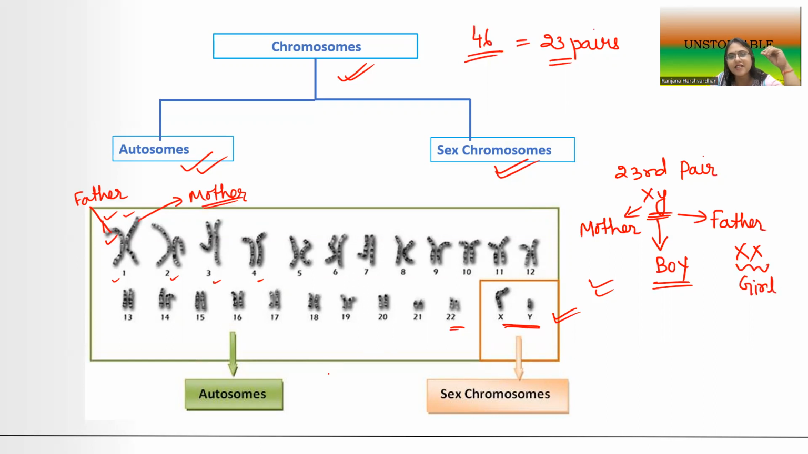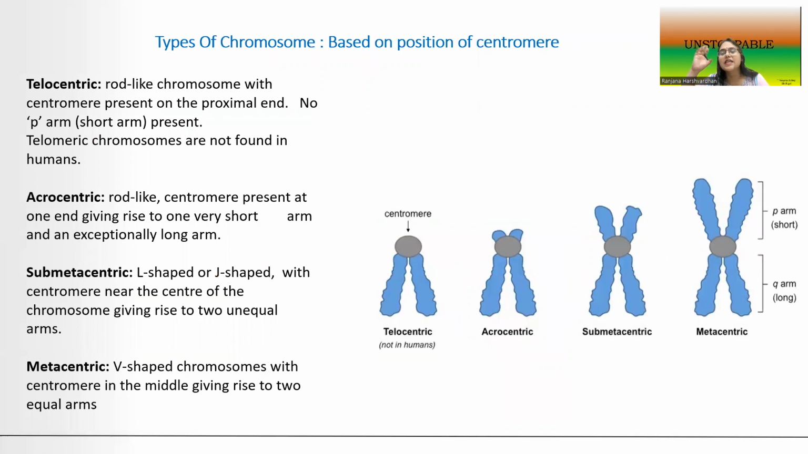So this particular chromosome pair which you see is that of a boy, because the 23rd pair contains one X and one Y chromosome, which has come from the father, giving the sex of the child to be a male child. Now, depending upon the location of the centromere also, we can classify the chromosomes.